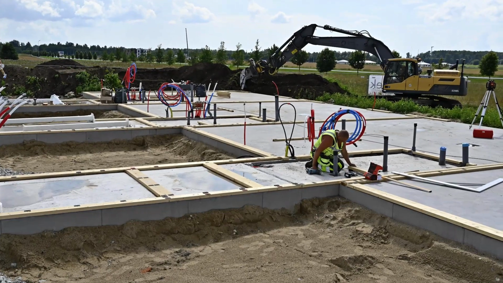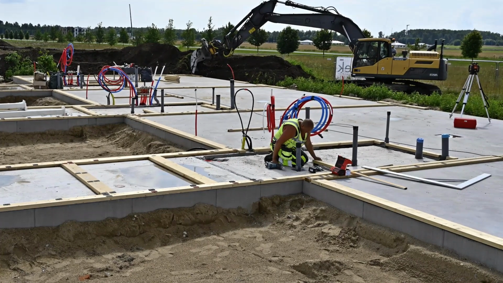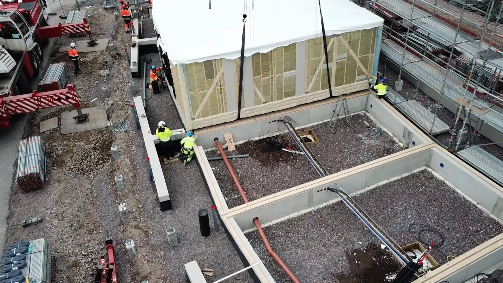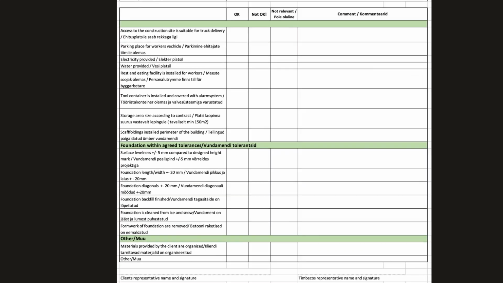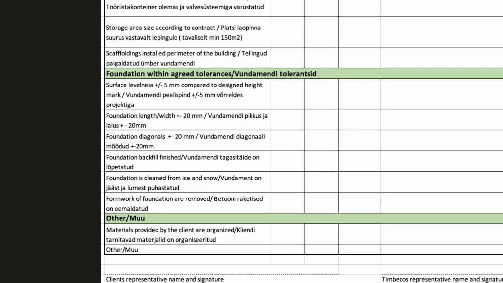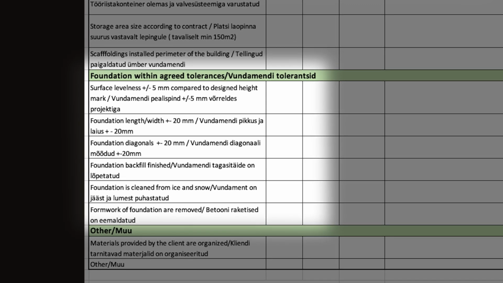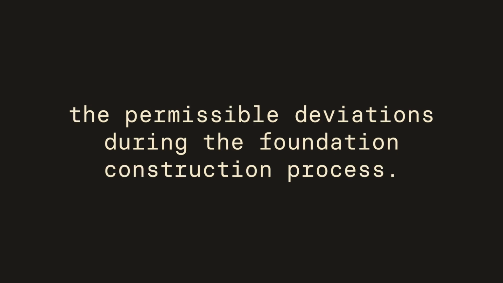Next, the foundation is constructed, serving as the base upon which the building is erected. The foundation must be level and precise, as it significantly impacts the structure's stability and safety. Before the arrival of elements or modules, the foundation is thoroughly inspected to ensure compliance with specified tolerances. The tolerances given to the foundation dimensions determine the permissible deviations during the foundation construction process.